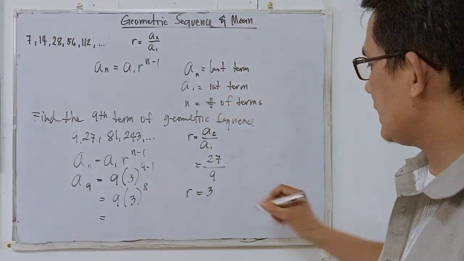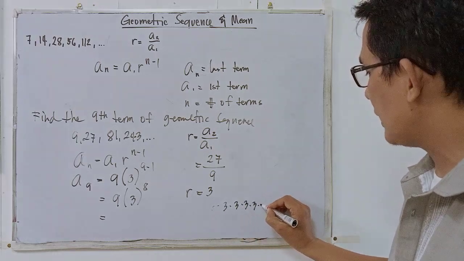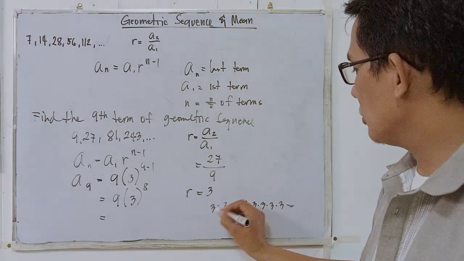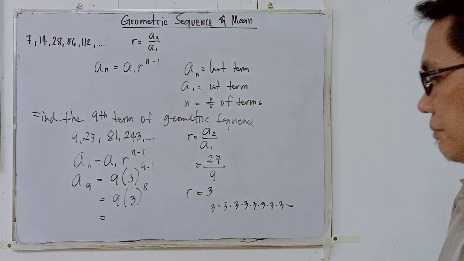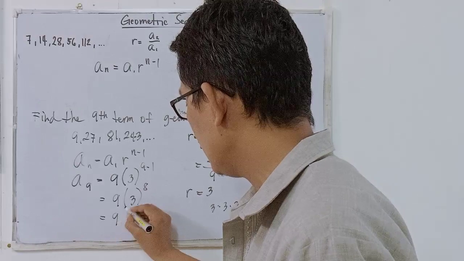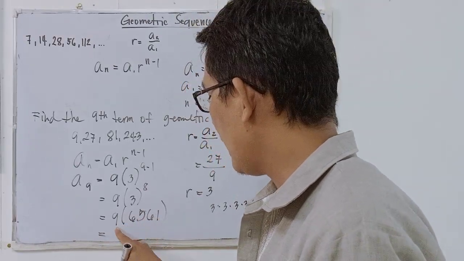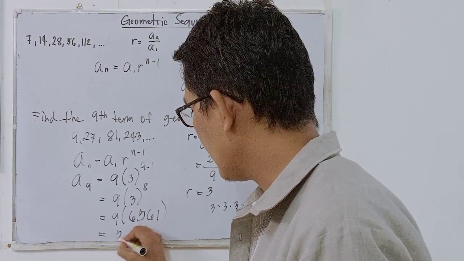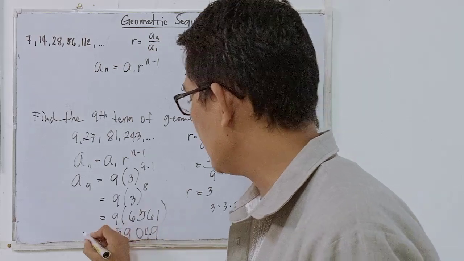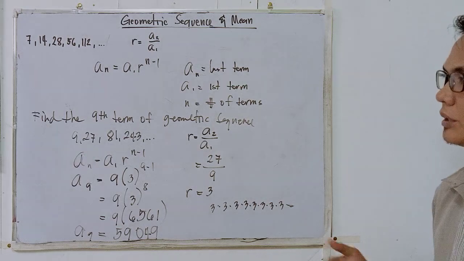3 raised to 8 is 3 times 3 times 3 times 3 times 3 times 3 times 3 times 3. 2, 4, 6, 8. Okay, we will have to multiply 3 8 times by itself, and the answer is 6,561. So this is 9 times 6,561. We multiply 9 times this one, and the final answer, we have 59,049.